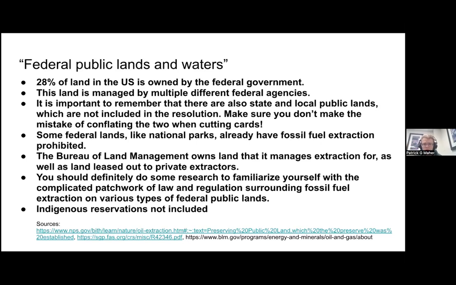There are about 3 to 4 different agencies that mainly control this land, but the one that you're probably going to focus on the most is going to be the Bureau of Land Management, or the BLM, because it owns most of the land that it manages for extraction, as well as the land that's leased out to private extractors. You also might want to look at the U.S. Forest Service, because they own some of the land that is also being extracted from. And then you should definitely do some research to familiarize yourself with the complicated area of what this extraction is and how it works on federal public lands.